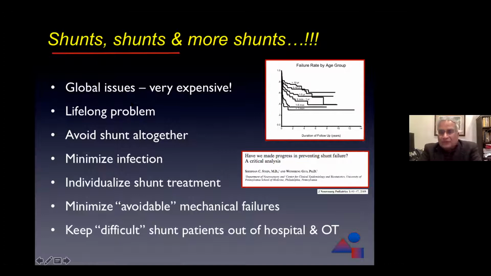And unfortunately, a shunt is like a diamond, it's forever. It's very, very difficult, but we should do our best to keep these complex patients out of the hospital and out of the OT as best as we can, if we can find better ways.